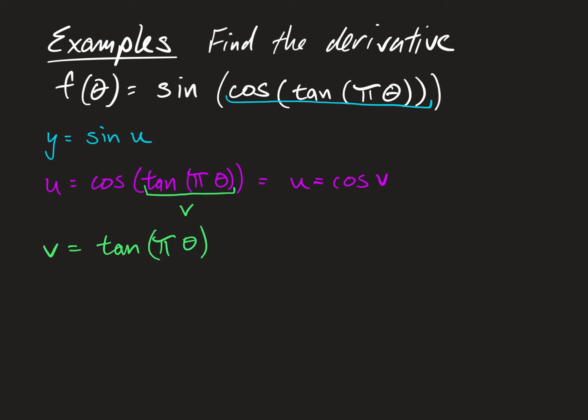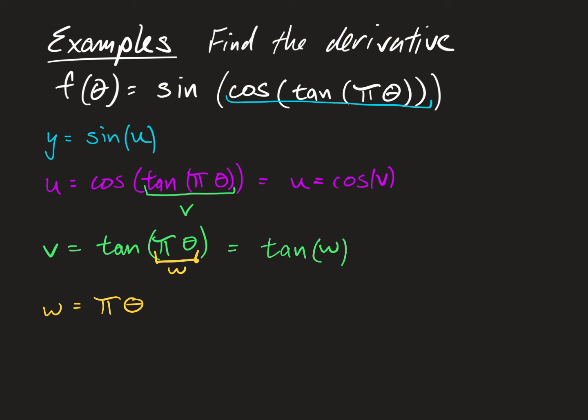And since this is not only the variable in here, something else is operating on the variable, we have to do this one more time. So we can call this w, which means now that v equals tangent of w, and w equals pi theta. All right, well, that's quite a few chain rules. What's happening here? Well, I'm going to put some parentheses and then I can explain.